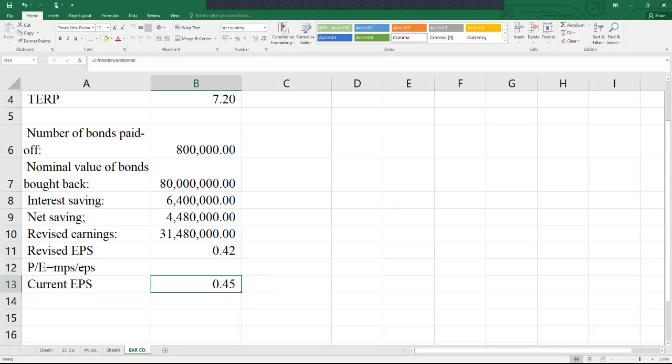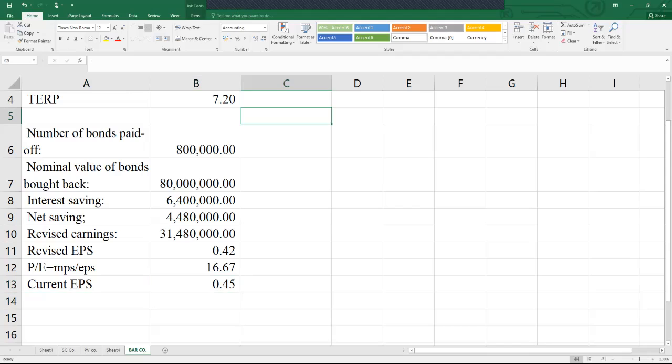Having done that, the PE ratio is equal to the market price per share, which is 7.5, the current, divided by the current earnings per share, the 45 cents. And you get therefore a PE ratio of 16.67 times, which we assume remains constant even after. Clear? Okay, that's clear.